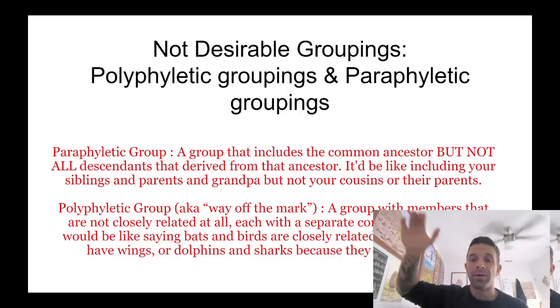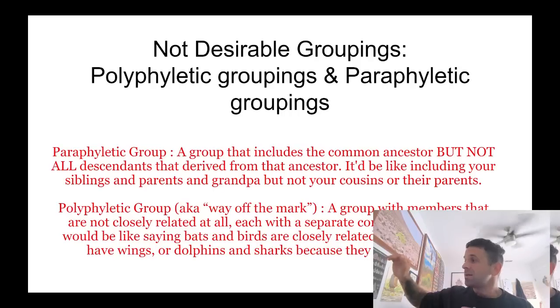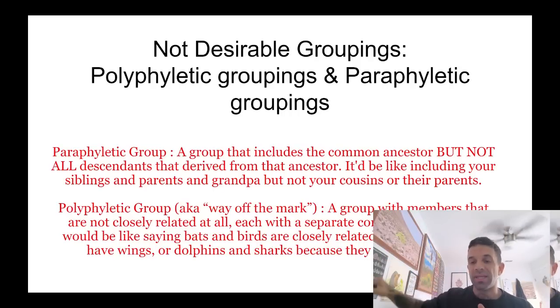If you're talking about your own family and you're just talking about your parents and your siblings, that's great. If you're including your grandpa, but not including your dad's brother's kids, your cousins, or your dad's brother, that's an example of a paraphyletic grouping, okay? And this is the same thing.